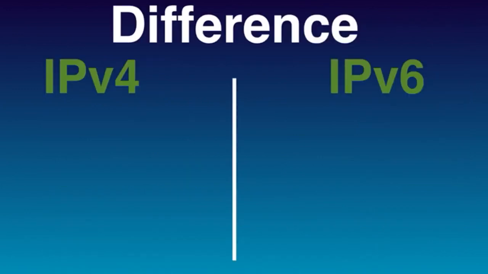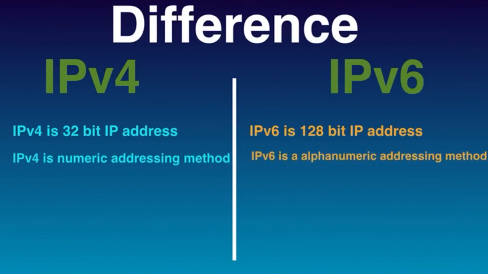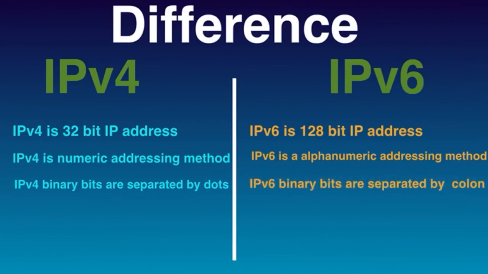Let's see the key differences between them. IP version 4 is a 32-bit IP address, whereas IP version 6 is a 128-bit IP address. IP version 4 is a numeric addressing method, whereas IP version 6 is an alphanumeric addressing method. IP version 4 binary bits are separated by dots, whereas IP version 6 binary bits are separated by colons.